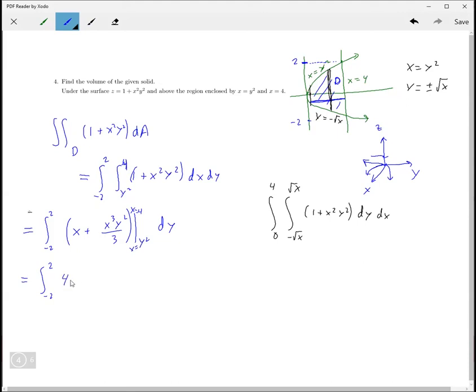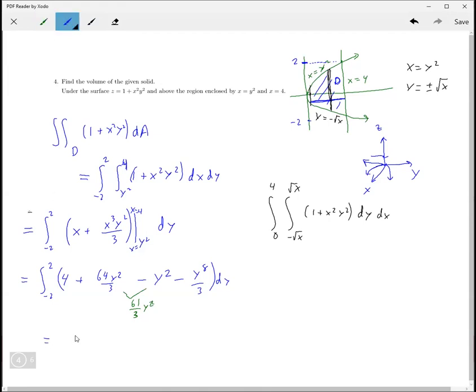Okay, so you put a 4 in, you get 4 plus 64 y squared over 3, minus, and then you put a y squared in, y squared minus, and you put a y squared there, that's going to be y to the 6th, 7, 8. Whoa. dy. Whoa. These two combine to give you 61/3 y squared.